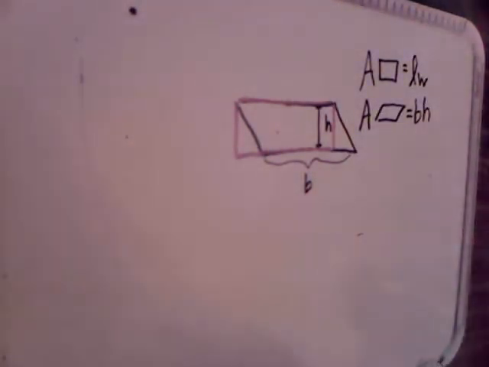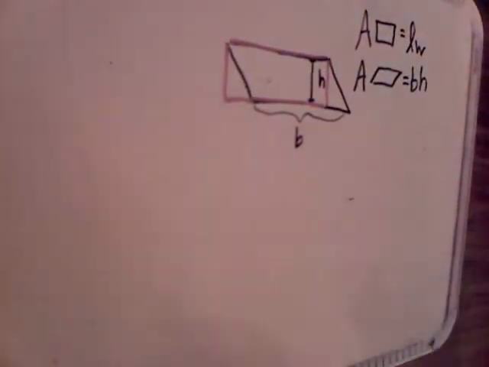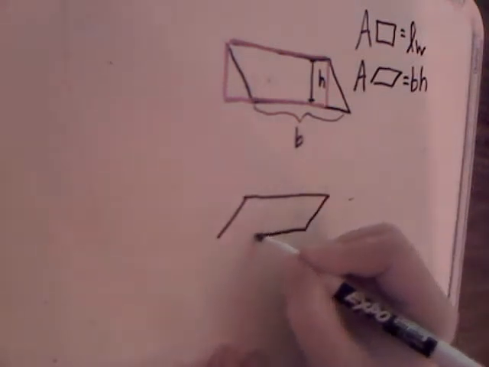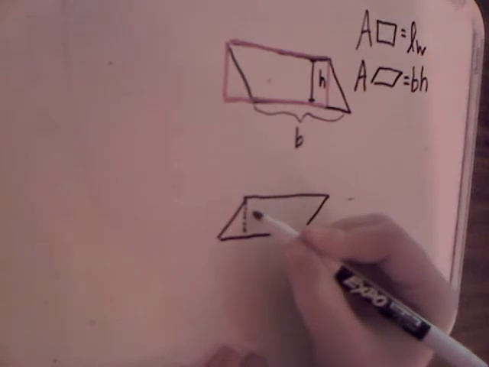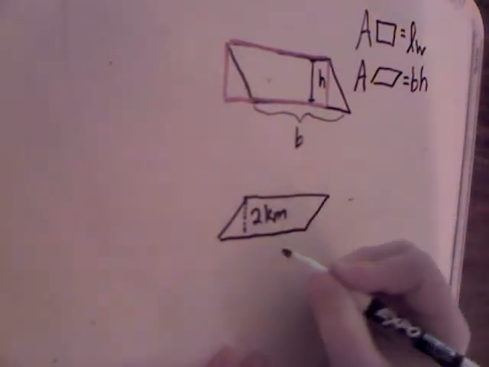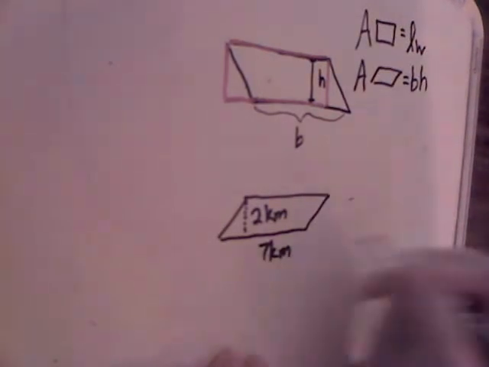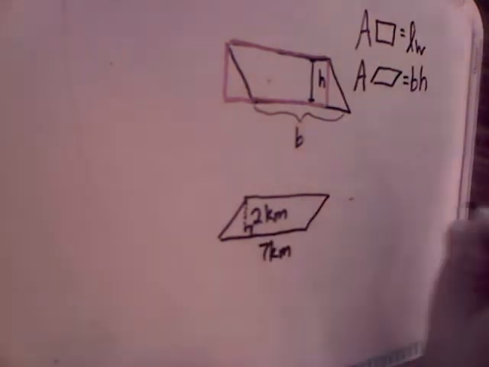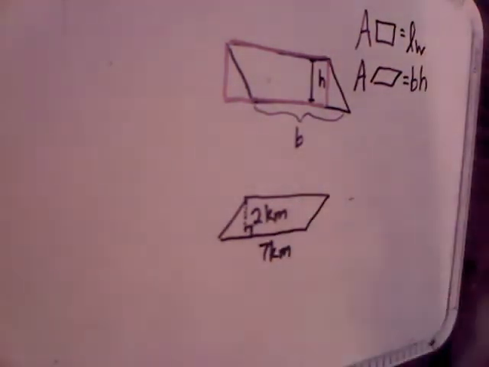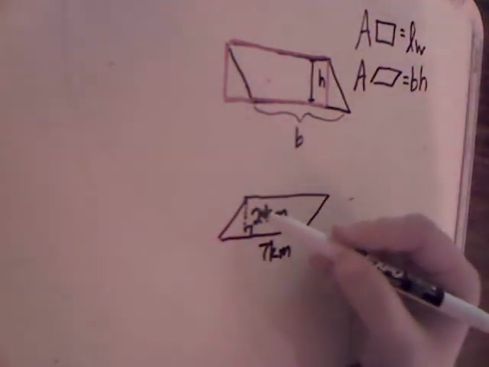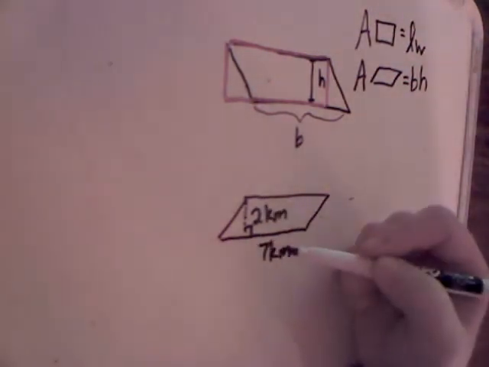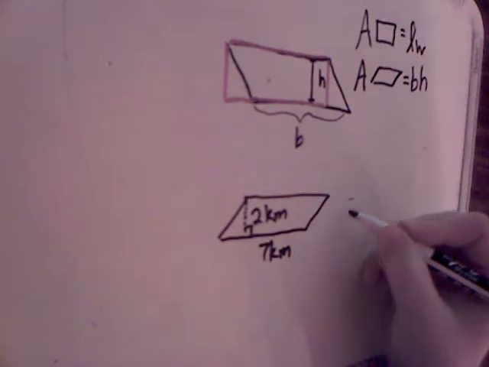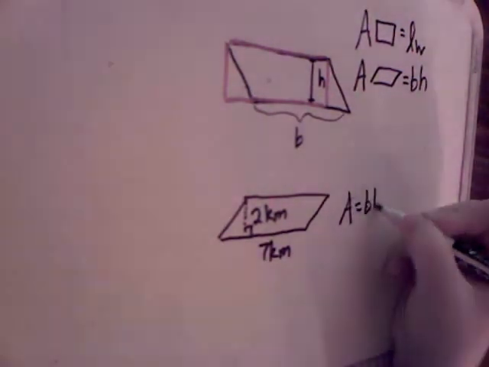So let's take a look at our first parallelogram. We have our measurement here, and we have our measurement here. Something that's interesting to know is that the height will always be perpendicular to the base. So you can see that this is the height because it tells you how far up from the base it is, how high it is from the base. So we have our base right here. So we're going to write our formula, base times height.